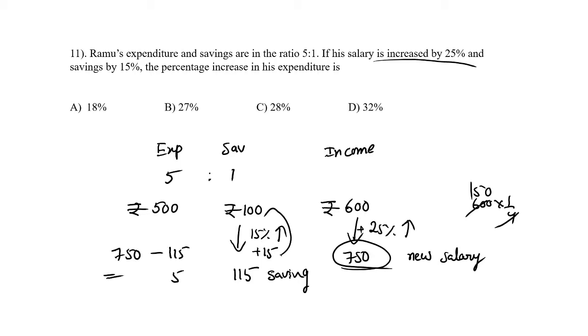What is the result? 5. Then 4 minus 1 is 3. And 7 minus 1 is 6. 635. What is the old value? 500. New value is 635. Find out the percentage increase. What is the value increased here? 135.